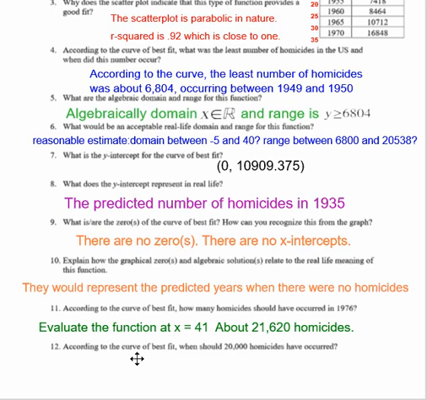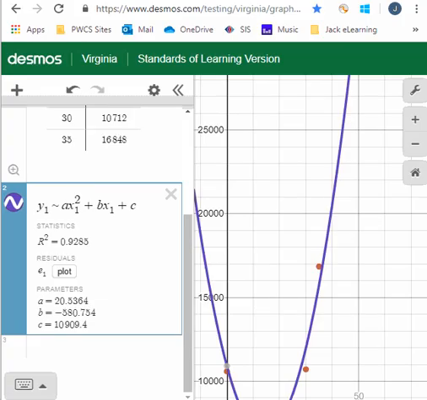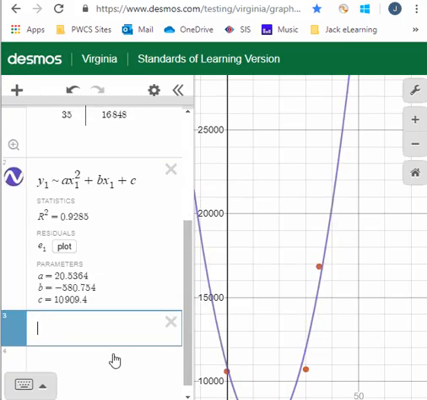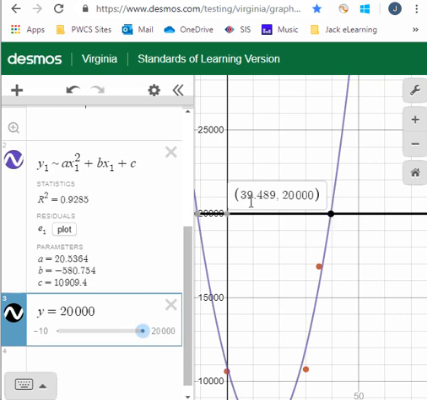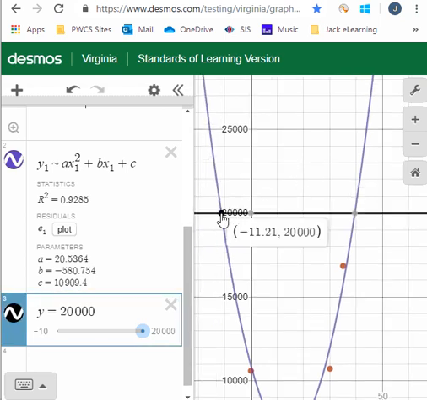We can also estimate to find what year something may have happened. When should 20,000 homicides have occurred? We can do this again both graphically or algebraically. With our tool of Desmos, we can go ahead and add an additional graph of y equals 20,000. And if we find where that happens, we have 2 points, 39.489 for an x value, and a second x value on the other side, which is negative 11.21.